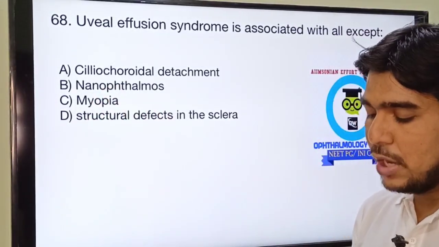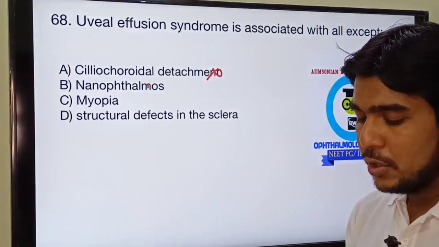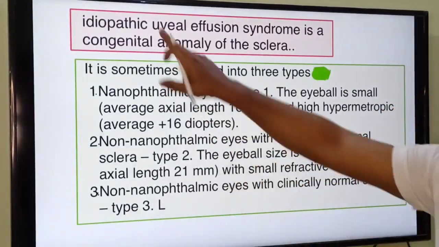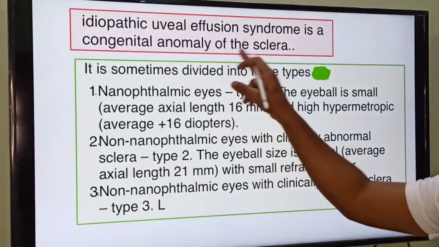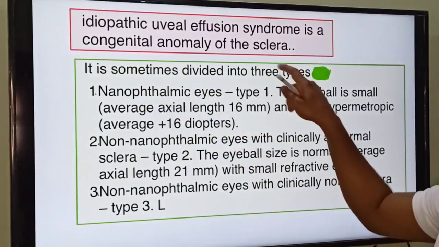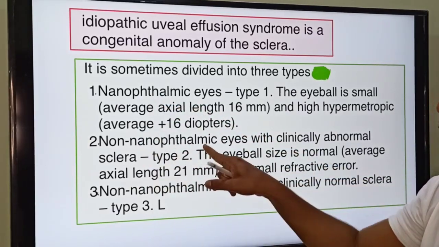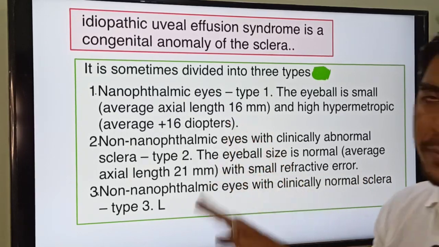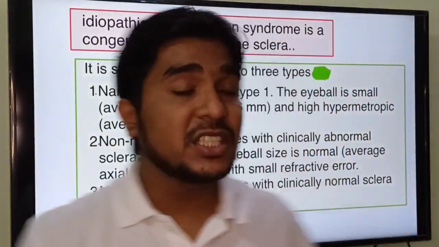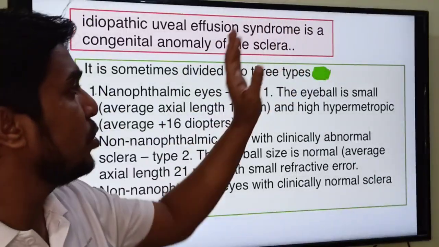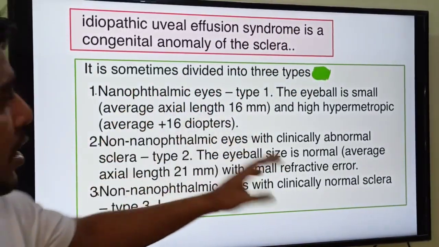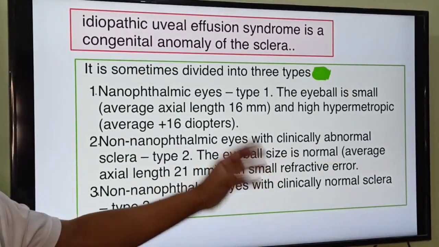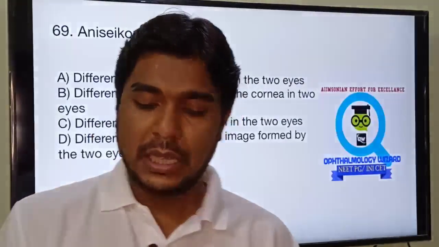So obviously I have ruled out this one and this one. So what are we left with? This is the right answer. Idiopathic uveal effusion syndrome is a congenital anomaly of the sclera. It is sometimes divided into three parts: nanophthalmic eyes, non-nanophthalmic eyes, and scleral abnormality. You can remember all these things. Nothing much to read, I am just showing you what is associated. Nanophthalmic eyes are associated, hypermetropia is associated, scleral abnormality is associated, and it is ciliochoroidal effusion.